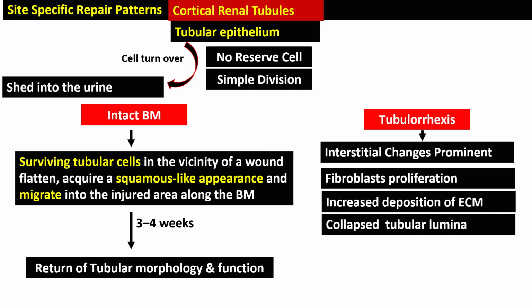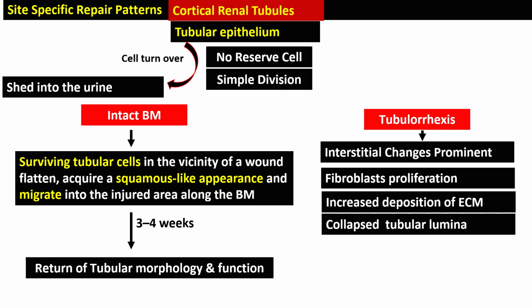The other mechanism is tubulorrhexis, where the basement membrane is ruptured. Here the repair is more complicated. Fibroblasts proliferate and accumulation of the extracellular matrix takes place. The lumen of the tubule collapses. Some tubules regenerate, but others become fibrotic. This leads to focal nephron loss and potential decline in kidney function.